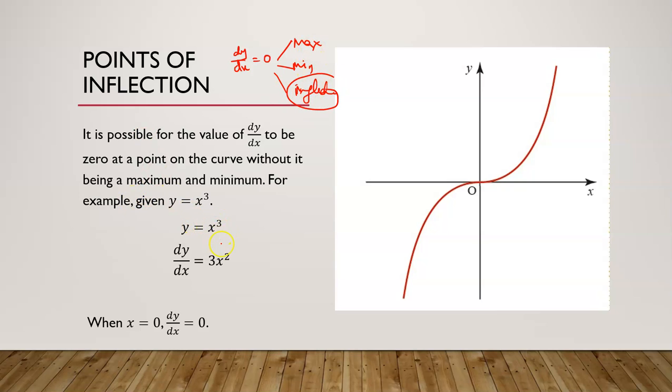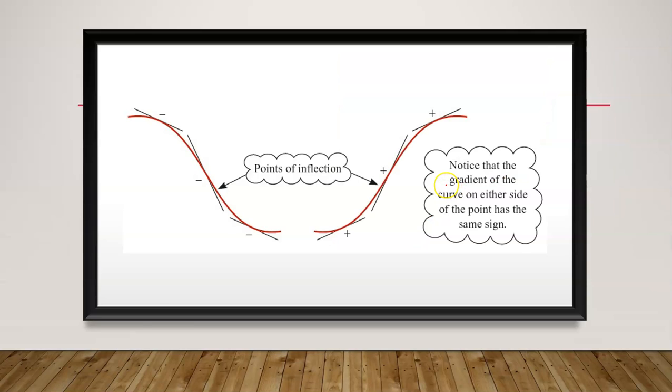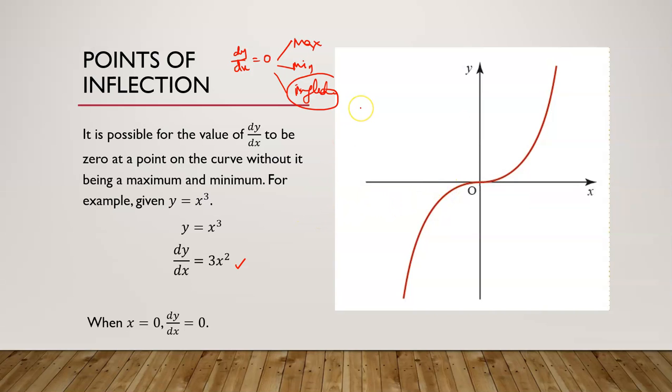Okay, for example, this one. dy over dx is this. When x equals to 0, then dy over dx equals to 0. Okay, because we solve ini kan, because we solve dy over dx equals to 0. Right, so inflection point dia punya beza tadi.